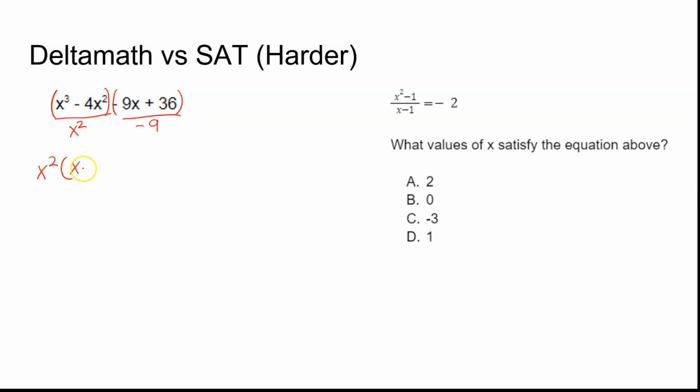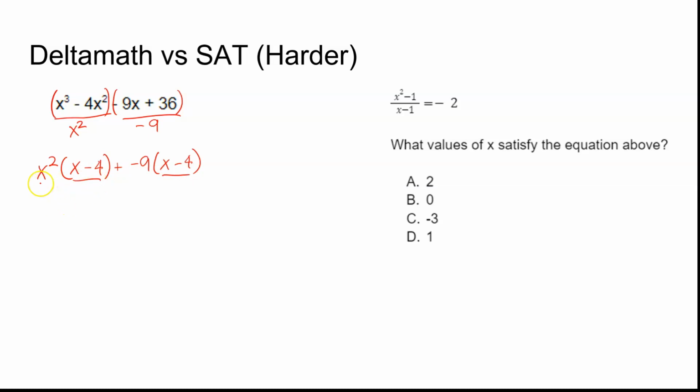x cubed divided by x squared is x. 4x squared divided by x squared is negative 4. And then my negative 9x divided by negative 9 gives me x. And 36 divided by negative 9 is negative 4. And that's how we check to make sure that we've done it right. Our parentheses are surrounding two binomials that are exactly the same.